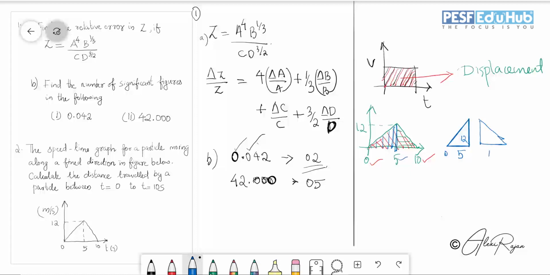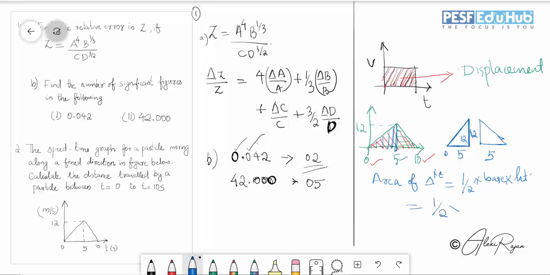That means also what is the value here? 5. And what is the height here? Same height, that is 12. So what is the area of the triangle? You all know that area of triangle is equal to half into base into height.